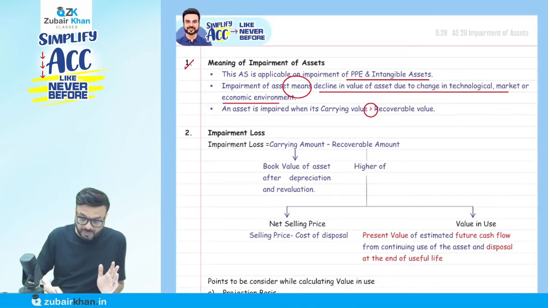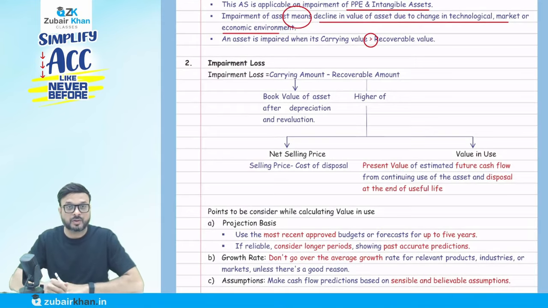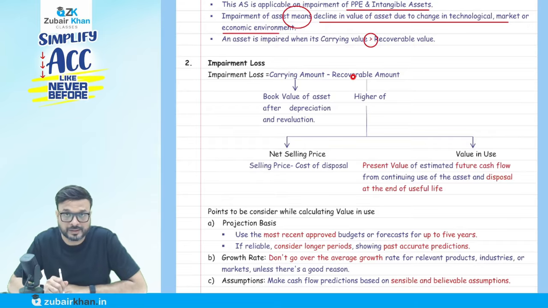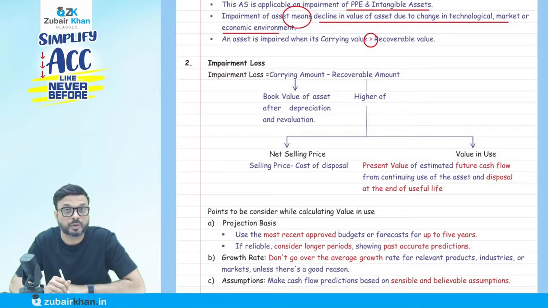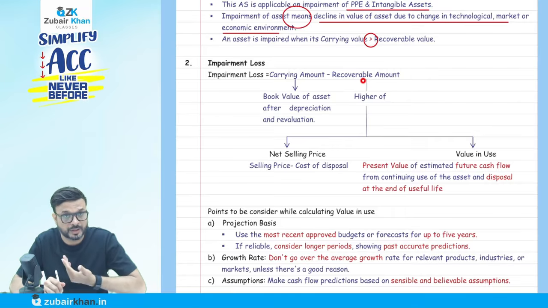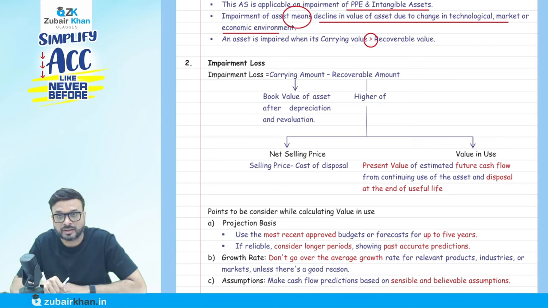Now understand how to calculate the impairment loss. Impairment loss, we calculate as carrying amount minus recoverable amount. What do you mean by carrying amount? Carrying amount means the book value of the asset after depreciation and revaluation. But we are going to deduct the recoverable amount. Now the question arises, what do you mean by recoverable amount? Recoverable amount is the higher of what? Net selling price or the value in use.